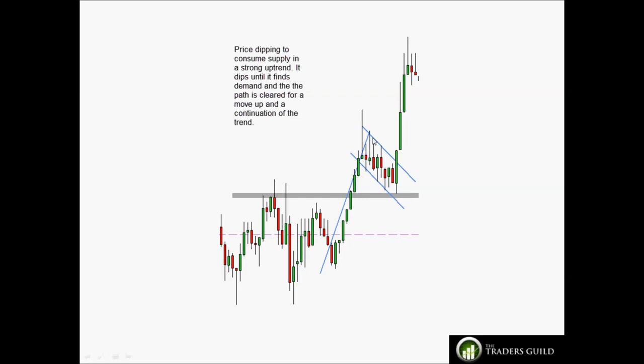What is happening in a bull flag? Well, we have the strong trend, price is pausing and retracing, and in doing that retracing, it is consuming supply. If you remember from the previous video, we talked about demand and supply consumption. As it's dipping to find demand, it is consuming supply in the process. So as you can see clearly here, we are dipping, we are consuming supply. We dip until we meet demand at a support resistance zone, and therefore the path is cleared to pave the way higher in the direction of the initial strong trend.